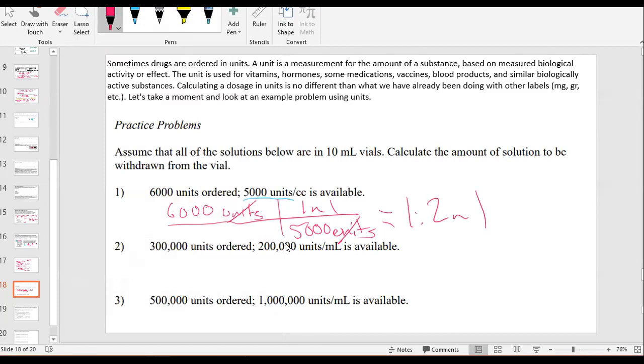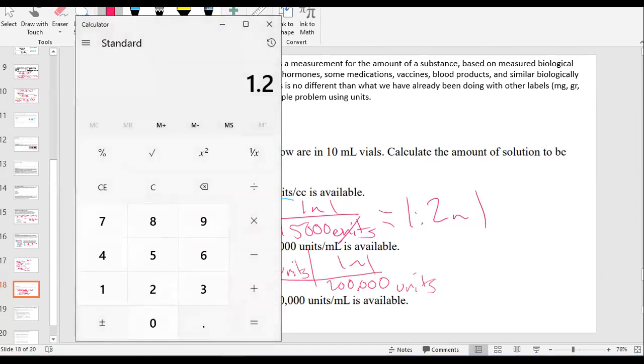Next one, my dose is 300,000 units. And for those that know how to cancel the zeros, you can go ahead and cancel the zeros at the beginning. But if you don't know how to do that, don't do it. It's going to confuse you. So we just go ahead and write everything down. 200,000 units over 1 ml. So that'll be 300,000 divided by 200,000, which is 1.5 mLs.